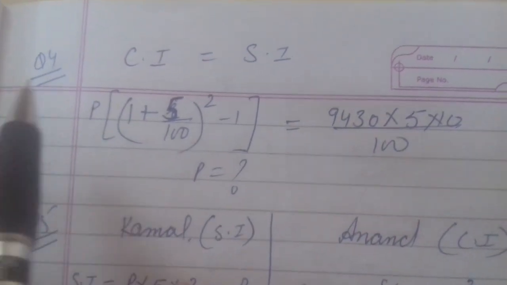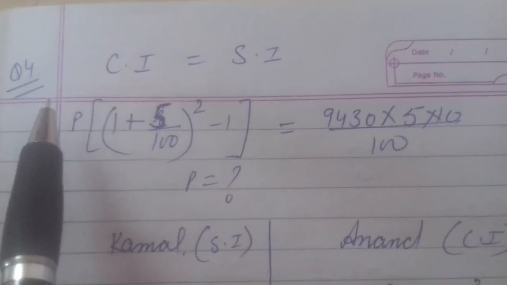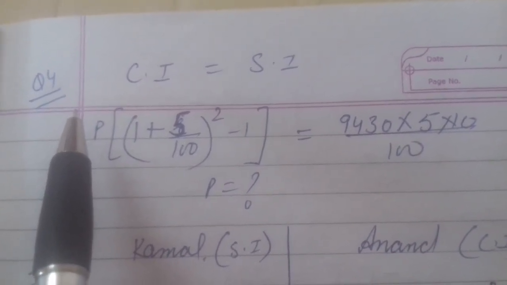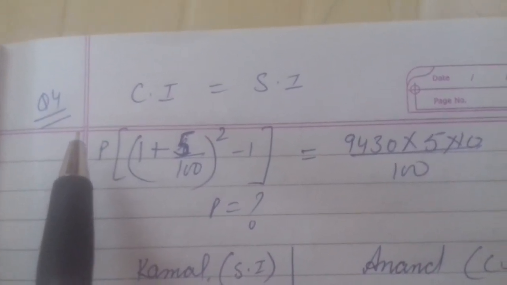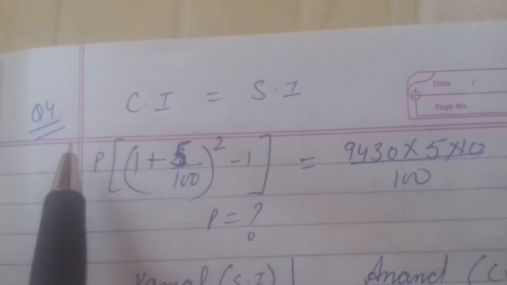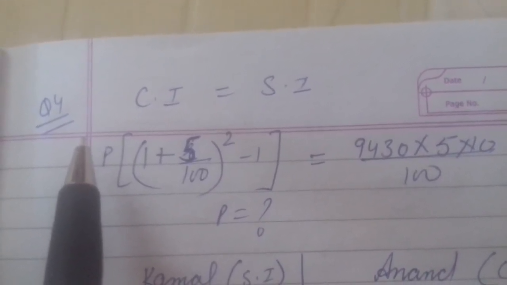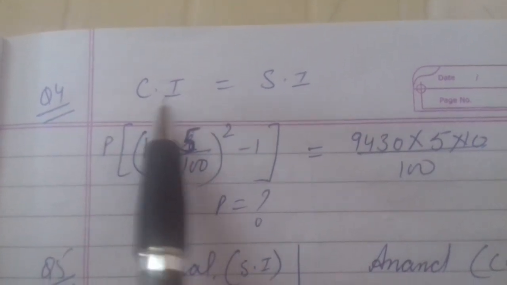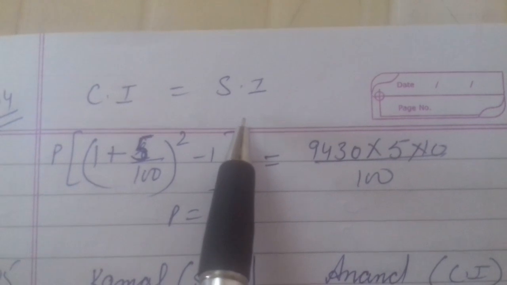Yes, students, let's start with question number 4 of exercise B. On what sum of money will the compound interest payable annually for 2 years be the same as simple interest? Keep in mind all these cases were payable annually.